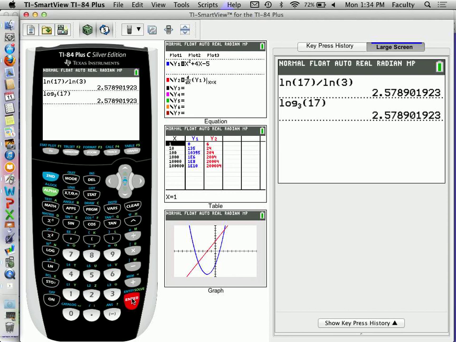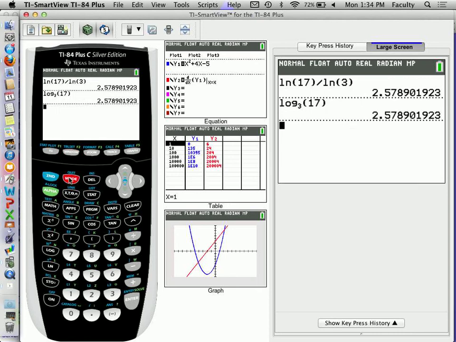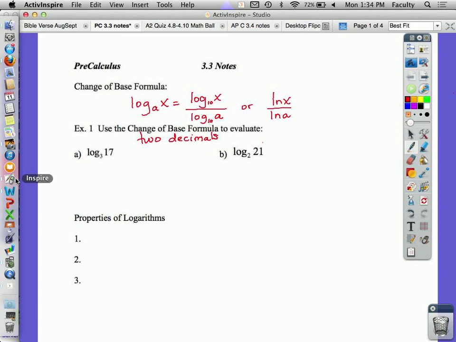I thought, what did you guys say? Alpha A. I think there's an alpha. If you do alpha window, do you see it's right there? Yeah, alpha window will do it too. Okay, so I'm getting 2.58, and this one I'm getting 4.39.